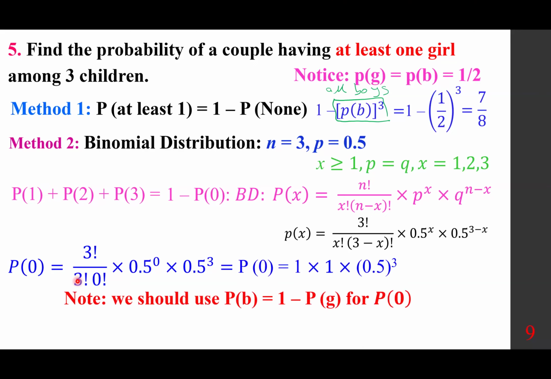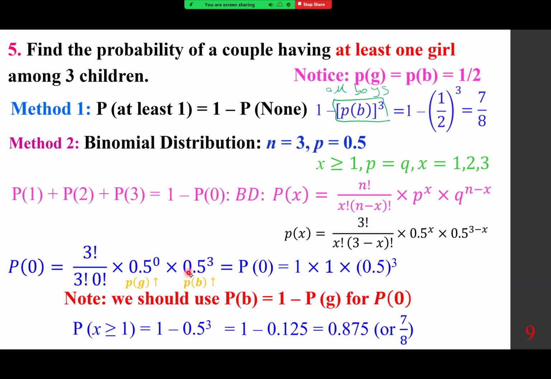What I want you to know, we should use P of B as 1 minus P of G for P of 0. It's important to know this is P of G, this is P of B. They happen to be the same. And I mentioned that because what if they are not the same? You know which one is which. Don't mix them up. Again, just for the sake of argument, assuming probability of having a girl is 0.6, then probability of having a boy is 0.4. So this would be 0.6, this would be 0.4. So we have 1 minus 0.5 cubed, 0.5 cubed is 0.125, and we get the same answer. And this is the second method I wanted to mention.